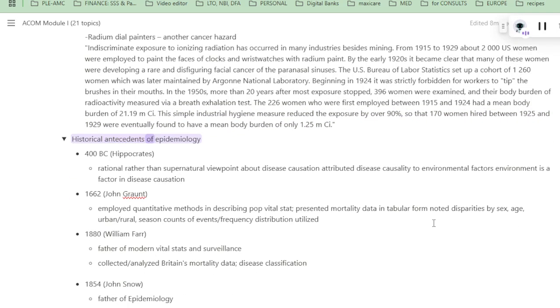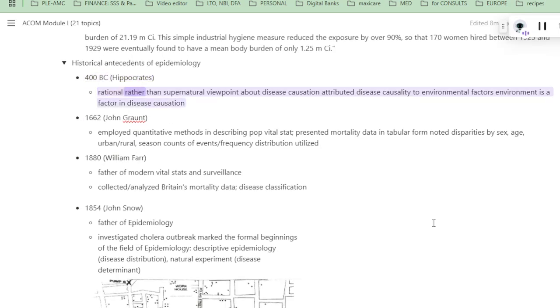Historical antecedents of epidemiology. 400 BC, Hippocrates: a rational rather than supernatural viewpoint about disease causation, attributing disease causality to environmental factors. The environment is a factor in disease causation.